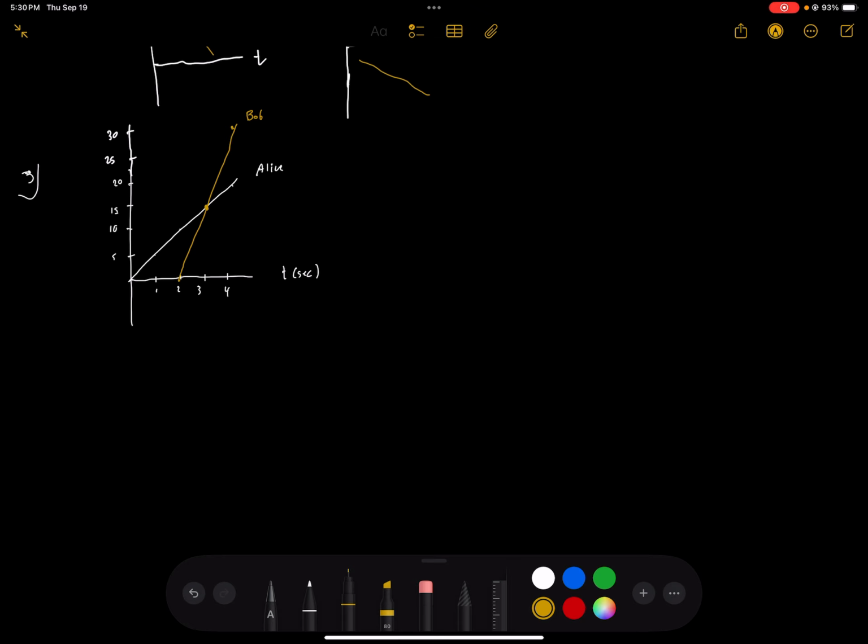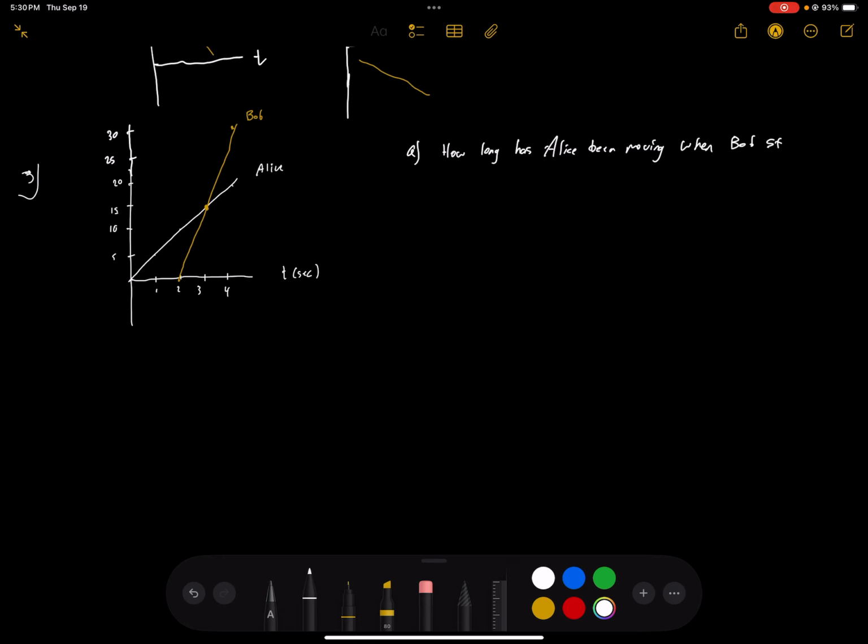So the first question: how long has Alice been moving when Bob started moving? Let's write that out. How long has Alice been moving when Bob started to move?